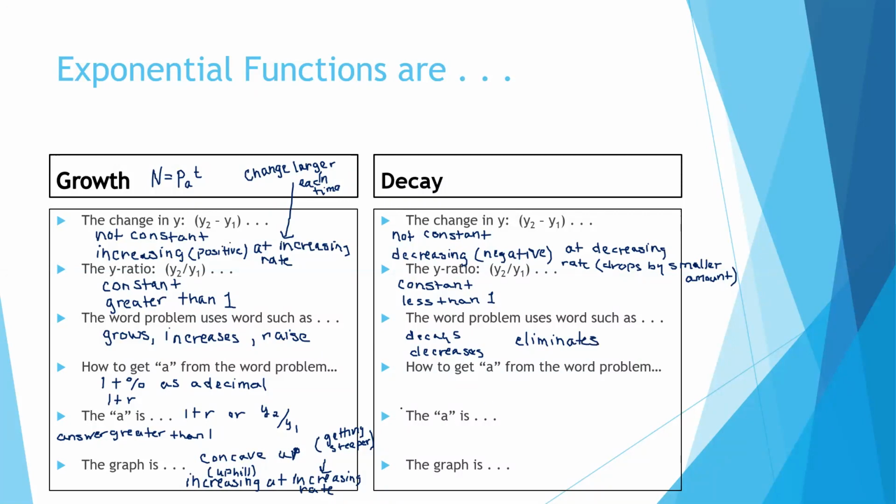From a word problem, we would take 1 and we would subtract the percent as a decimal. Which means that we would do 1 minus r. And then when we get that a is the 1 minus r, or that can be y2 over y1. And when we get that answer, it is less than 1.